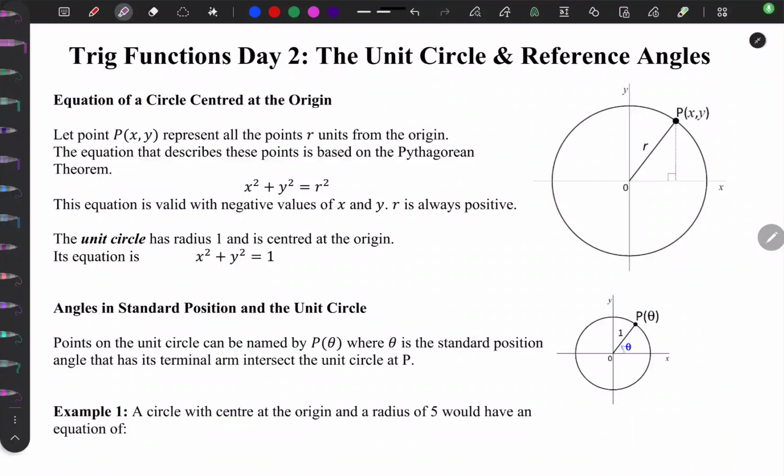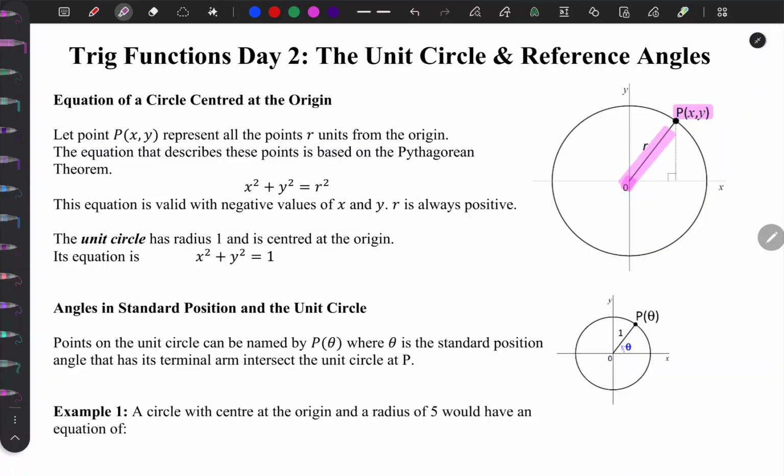Today we'll introduce the unit circle and we'll also do a refresher of common reference angles. So let's start off with the equation of a circle centered at the origin. So it starts at 0, 0. We take a point P with an x value and a y value, and we use that to represent the point at the end of the radius.